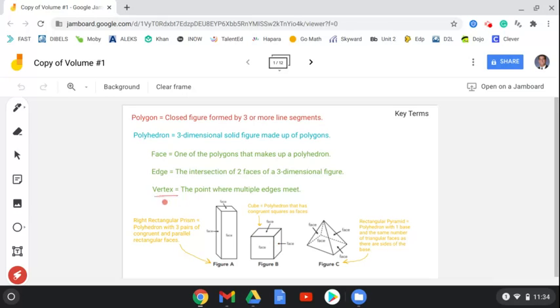The vertex is the point where the multiple edges meet. And so it's the corner of the figures. And so this is a vertex, this is a vertex, that corner is a vertex, that corner is a vertex, and so on. If you have more than one vertex, you don't have vertexes, you have vertices. So vertex is singular, vertices is plural. All right, so that's some key terms to keep in mind as we talk about volume.